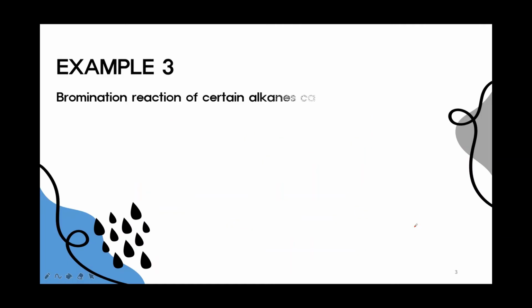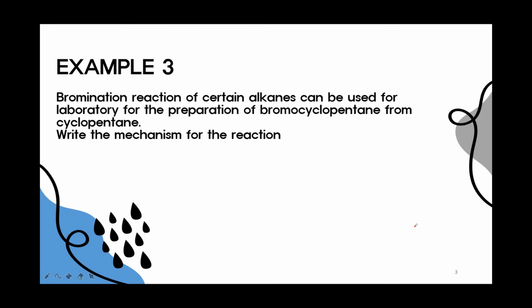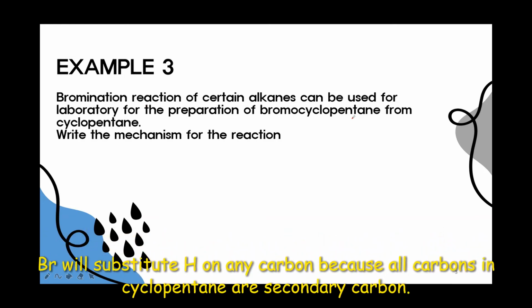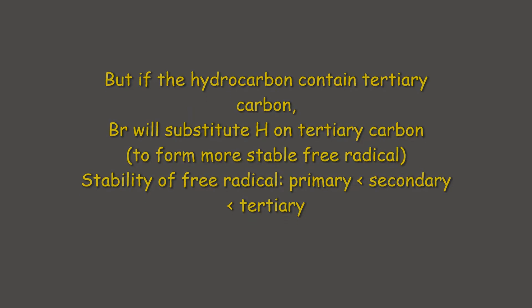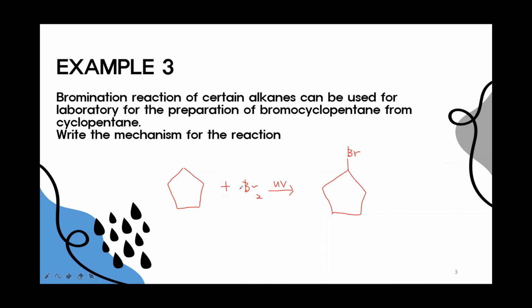So now let's go to the mechanism in example 3. Cyclopentane undergoes bromination to form bromocyclopentane, and you have to write the mechanism for this reaction. First you have to write the equation. Then we have to show the mechanism to show how this product is formed after undergoing bromination. In free radical substitution, there are 3 steps.